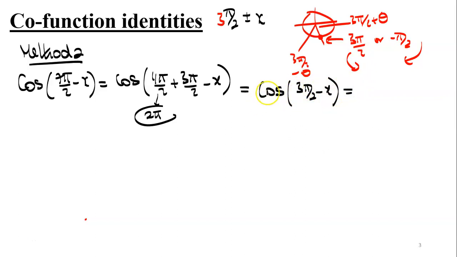And 3 pi over 2 minus x, looking at it on the unit circle, we'll get back to quadrant 3. So in quadrant 3, cosine is in fact negative. So this is equal to a negative. And don't forget that whether it's pi over 2 or 3 pi over 2, the trigonometric functions switch. So cosine does in fact switch into a sine.